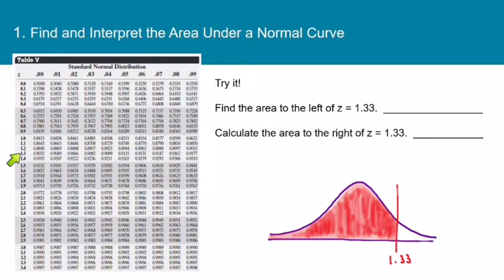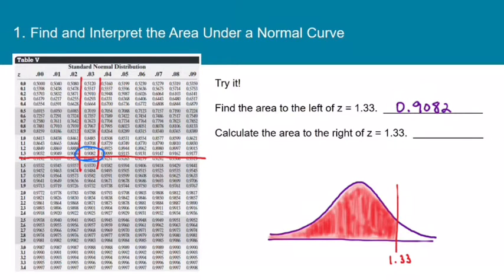So let's go down the left side to 1.3, and then we'll go across to the 0.03 column, and we see that the number is 0.9082. So that's going to be the area to the left of 1.33. And now let's calculate the area to the right of z equals 1.33.